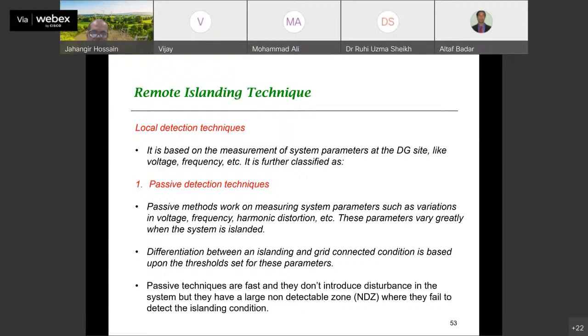But the problem is sometimes, when you have a slightly bigger microgrid and your load and source are almost equal in some part of that system, you might not detect the islanding correctly. So there might be some non-detectable zone where they might fail to detect the islanding condition.